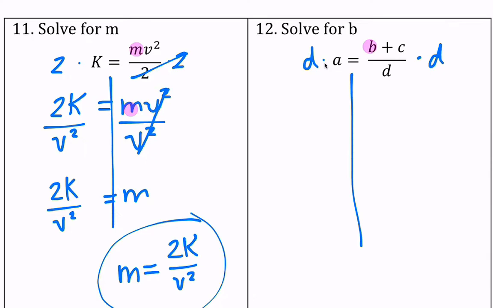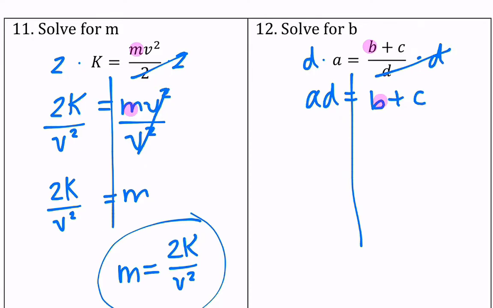On this left, d times a, remember you just stick them together, so like dA. But remember, to be proper, since order in multiplication doesn't matter, you want to put it in alphabetical order. So d times a properly is AD. Remember, dA is the same thing, but this is just proper. Okay, my times d and my divide by d on the other side cancels, so that b plus c falls down.